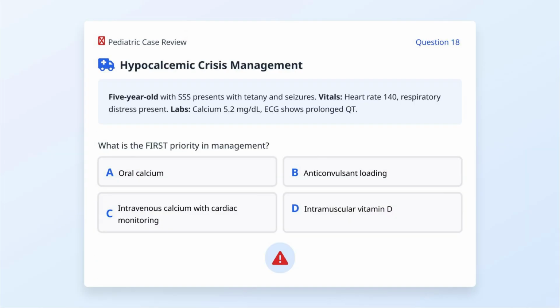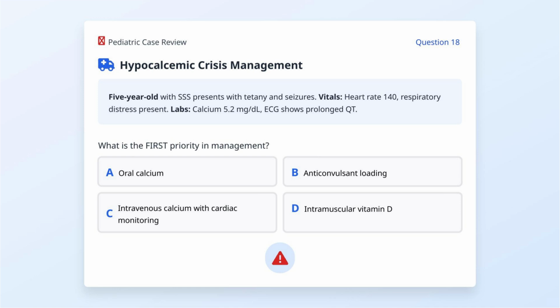A 5-year-old child with Sanjad-Sakati syndrome presents with tetany and seizures. Heart rate is 140 beats per minute with respiratory distress. Calcium is 5.2 milligrams per deciliter. Electrocardiogram shows prolonged QT interval. What is the first priority in management?